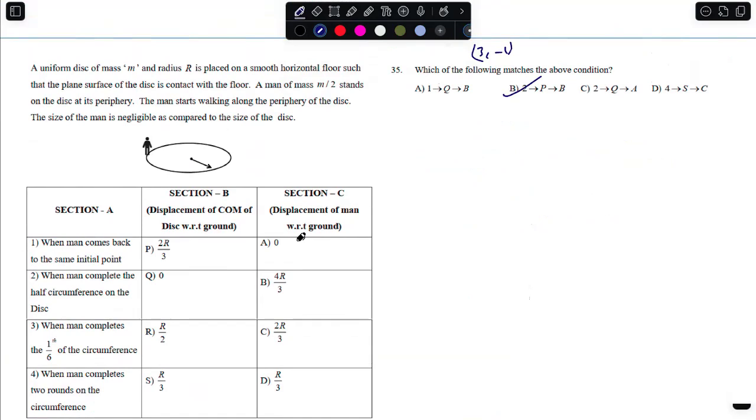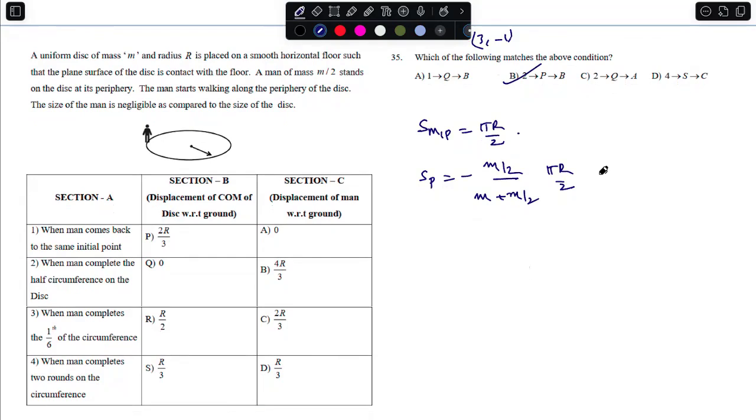When the man completes half, the displacement of the man with respect to plank is pi r by 2. Displacement of the plank is minus m/2 by m plus m/2 times pi r by 2. So what does this become, 1:3? What did you all get? Everyone is looking as if only I am confused.